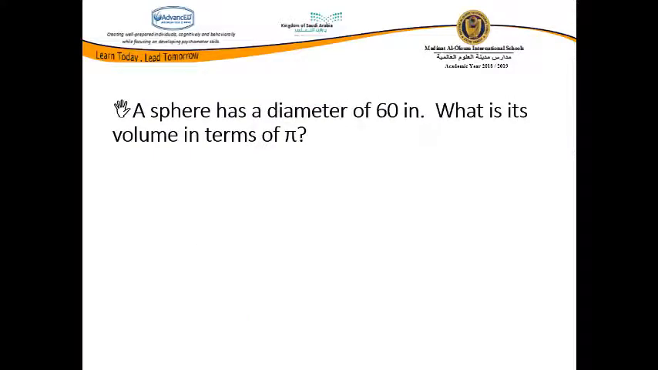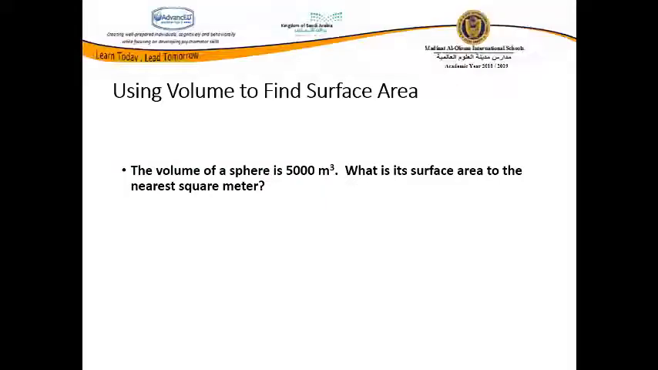A sphere has a diameter of 60 inches. What is its volume in terms of pi? The given diameter is 60, so the radius is 30. The volume equals 4 over 3 pi r cubed, so 4 over 3 pi 30 cubed. The volume in terms of pi equals 36,000 pi cubic inches.